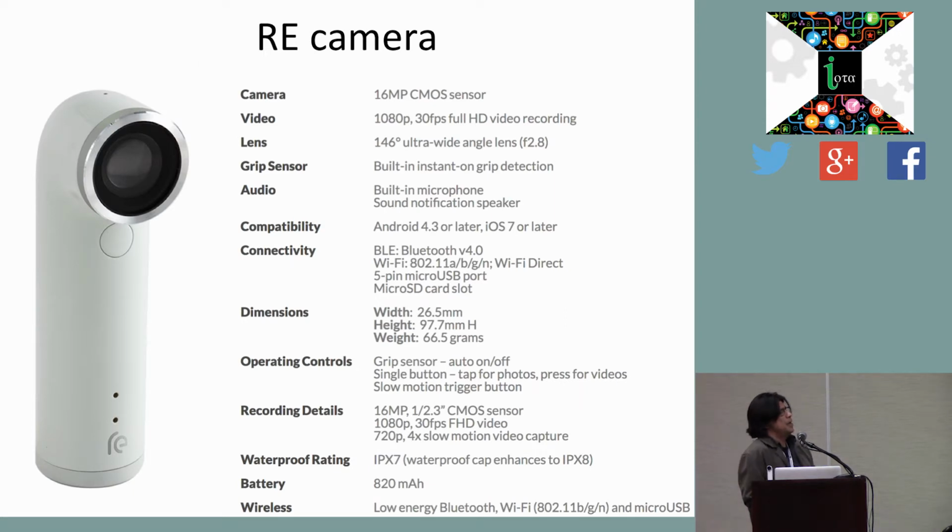I want to talk about another HTC device. We just announced it very recently. It's in fact right here if you want to check it out later. The RE camera, another Internet of Things device. Basically, it's a remote camera that allows you to take pictures, videos, slow-mo videos. It uses BLE and Wi-Fi Direct.